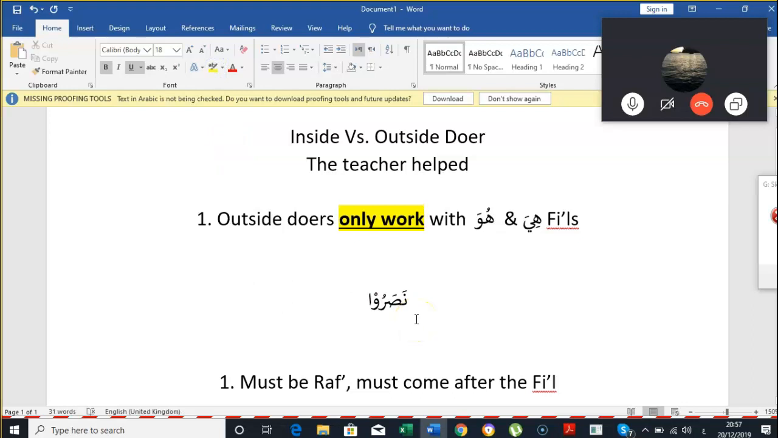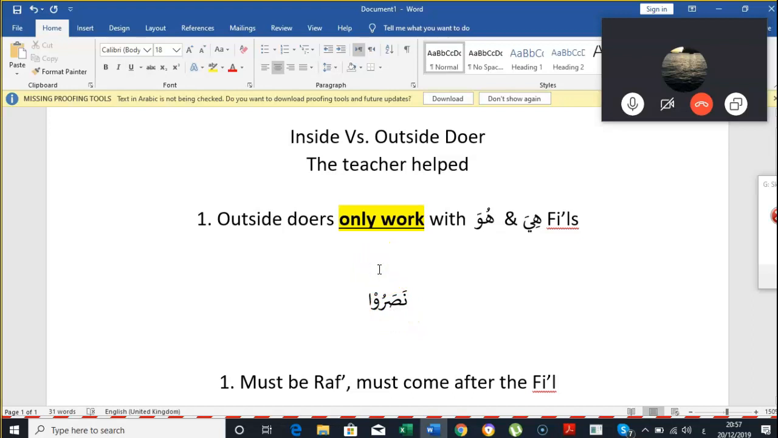Can Nasaru have outside doers? No. The outside doers only work with who? Say again? No. Look at what's rule number 1. Outside doers only work with which fi'ls? Huwa hiya fi'l. Is Nasaru a huwa hiya fi'l? So can an outside doer work with it?